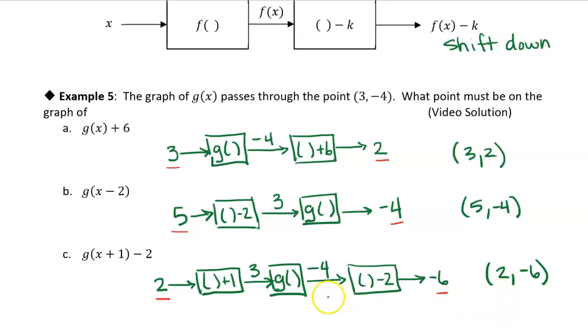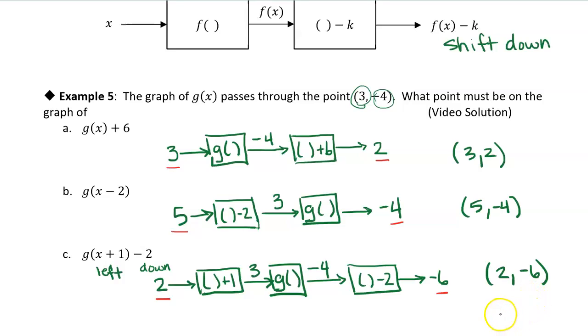And you can see that this is a leftward shift. This x plus 1 shifts it to the left. I took the original input and shifted it to the left by 1. It gives me 2. And it shifts the output then, this goes down by 2, right? You can see that the original point is shifted down by 2.